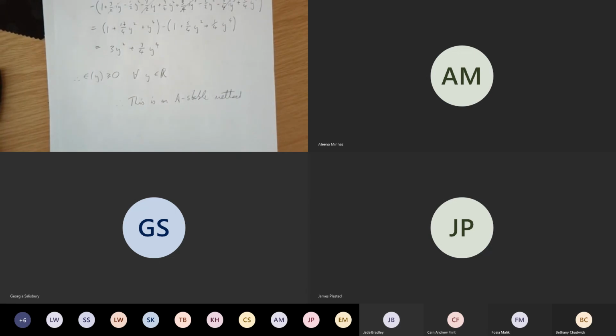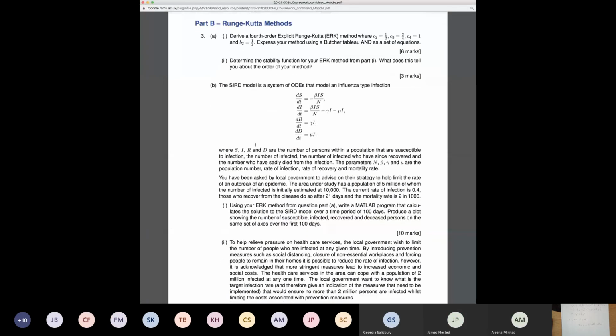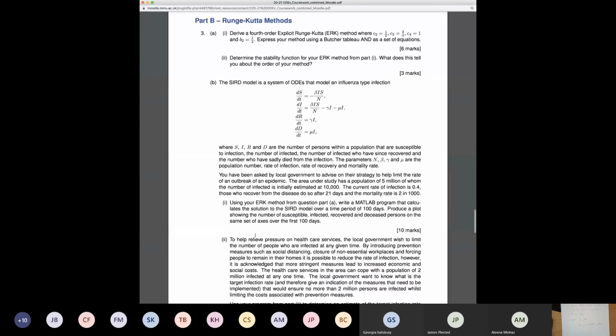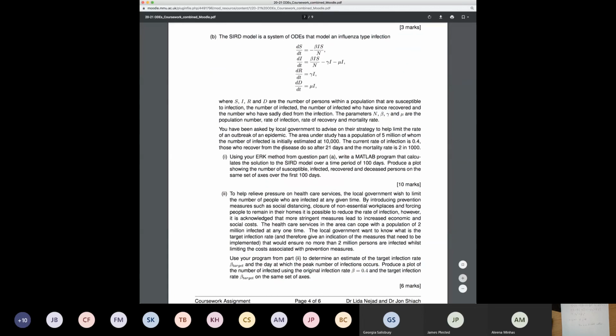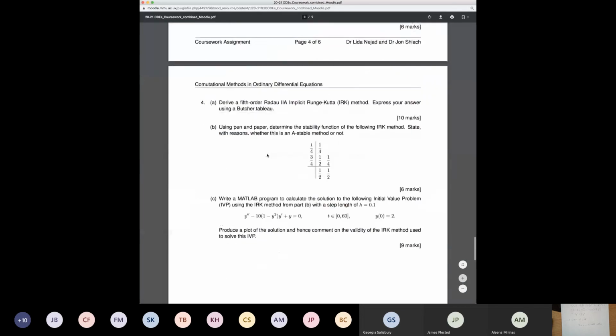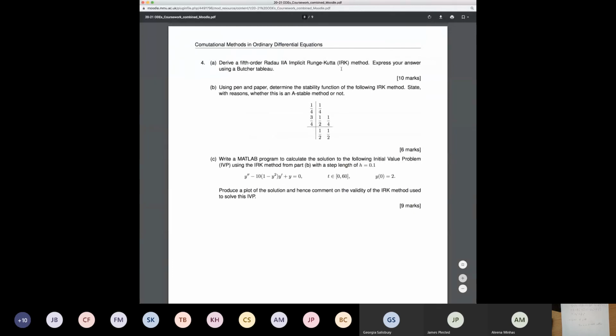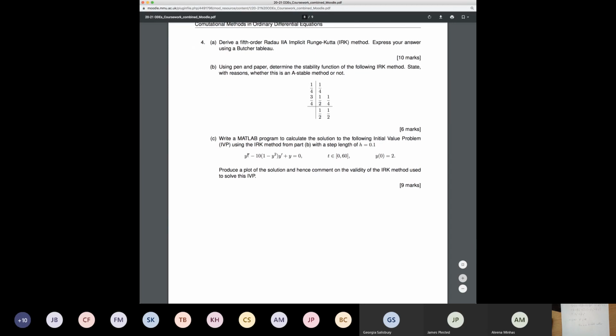Right. So if I just go back to the assessment. For part B, you should be able to do all of this. We've covered derivation of an ERK method, stability function for ERK, applying an ERK method, derivation of an IRK method. We've just done the stability function and test for whether it's A-stable, and we've done applying an IRK method as well. Okay.